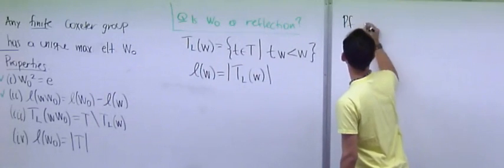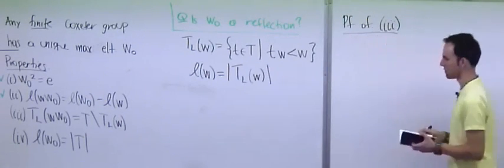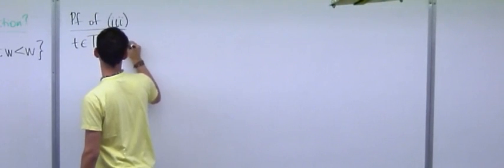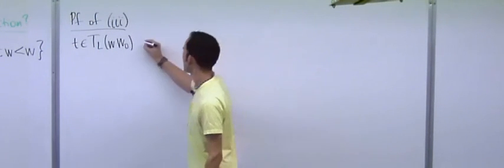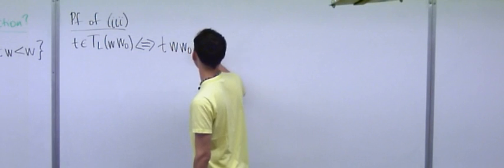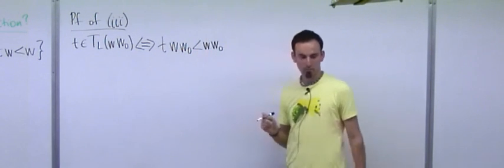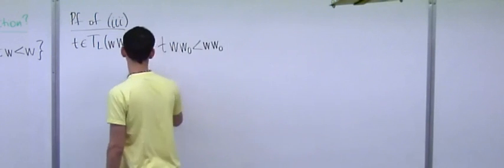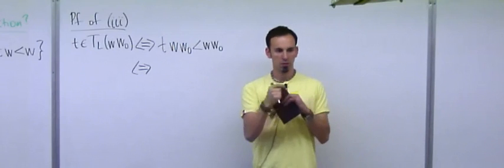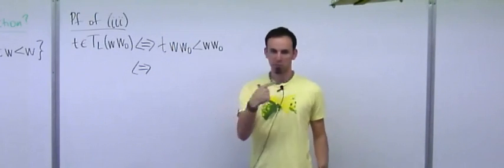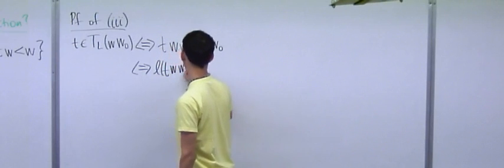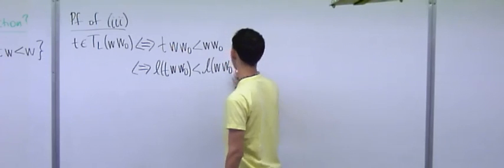So proof of 3. It's not too bad, actually. What does it mean for T to be in the set? It means that when you multiply W naught by T, it becomes shorter. Now, remember that always between U and TU, there's one that is bigger and one that is smaller. Okay? And the question is just which way the arrow points, and that just depends on the length. So this is equivalent to saying that the length of T W naught is less than the length of W naught.